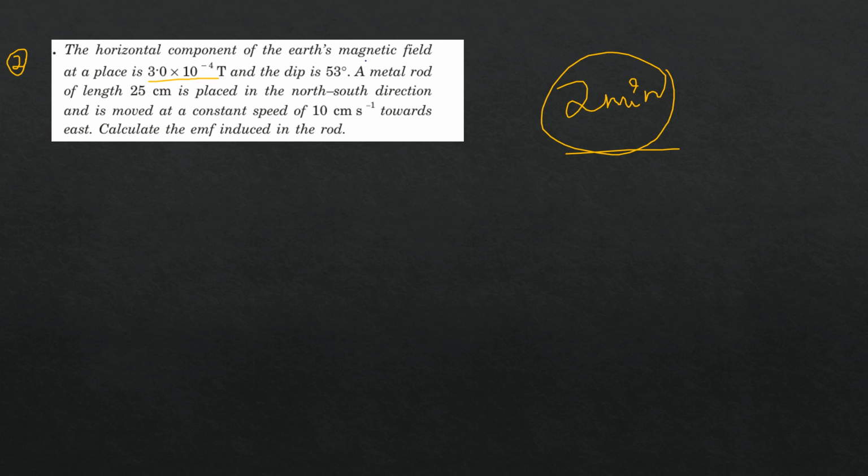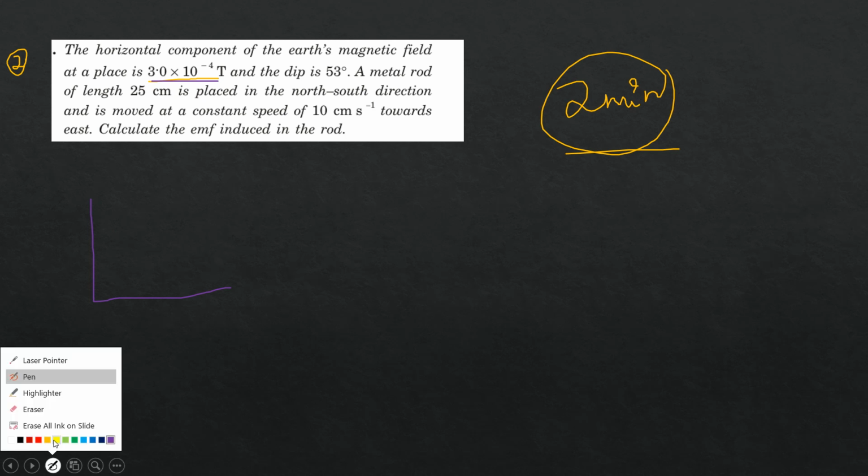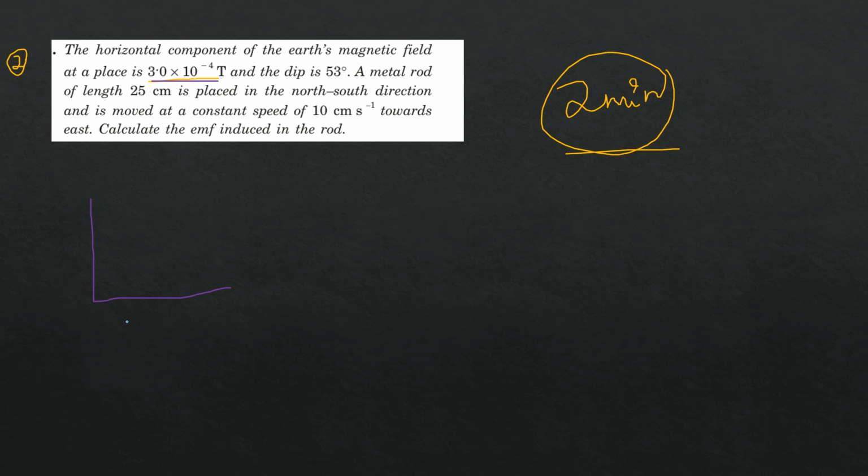See, the horizontal component of Earth's magnetic field at a place is 300 into 10 to the power minus 4. For example, if this is the magnetic field of Earth, simply we know the horizontal component is this one and the vertical component is this one. The angle that the magnetic field makes with the horizontal component is the angle of dip. This is called the angle of dip, delta.